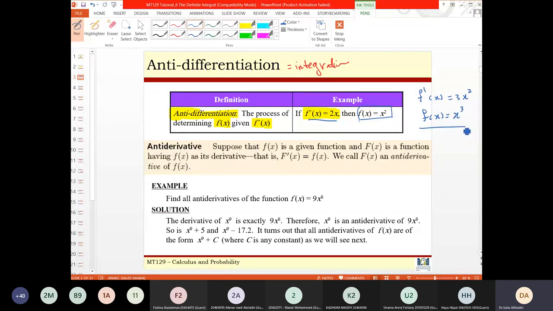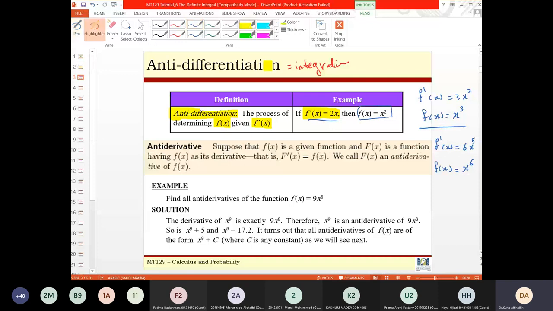Now, what if I have f dash is equal to 6x to the power 5? What is the f of x that will give me 6x to the power 5? It will be x to the power 6, of course. So this is what we are talking about. Of course, you don't have to guess all the time. We have a rule, and we will talk about this rule later on.